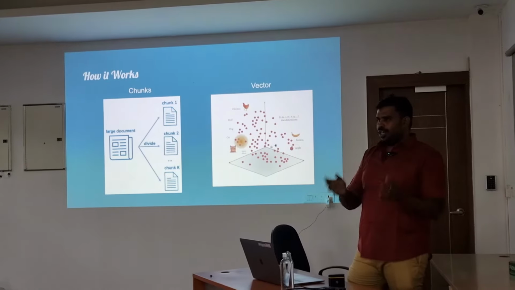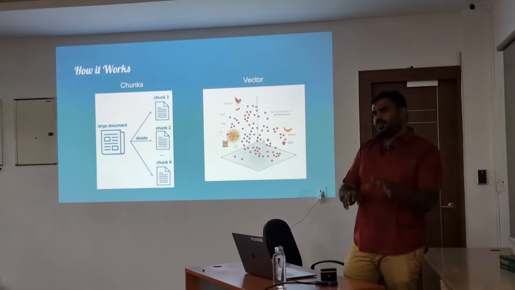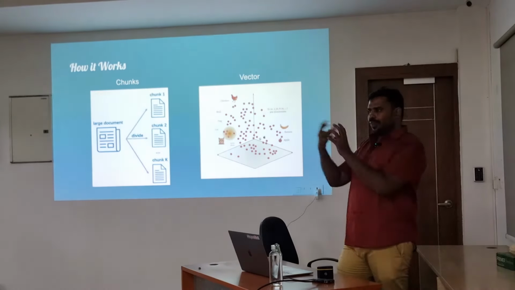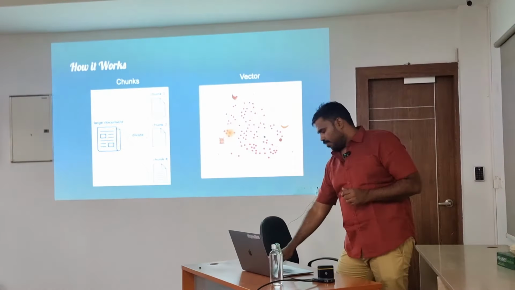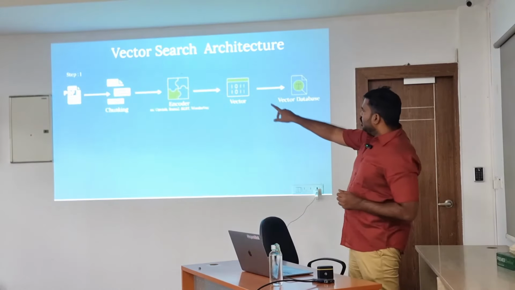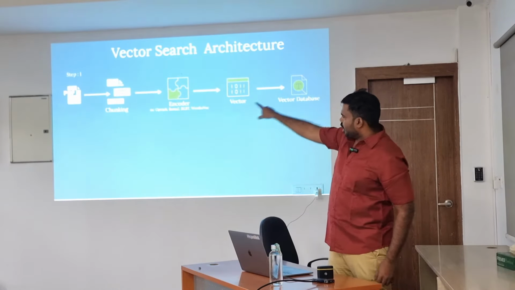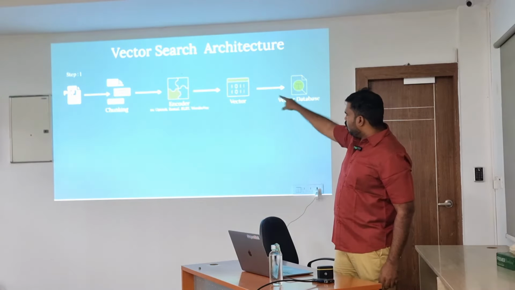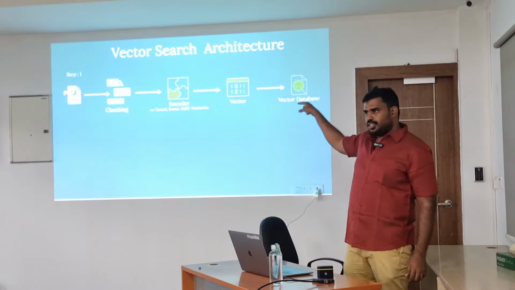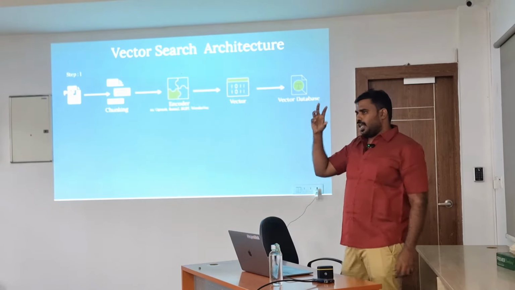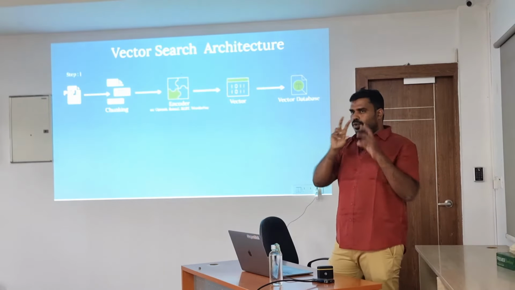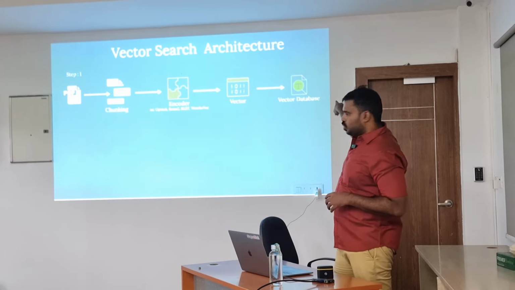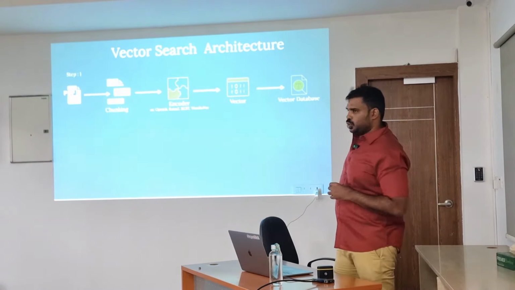Whenever I have a query, for example, what is my leave policy, this query will also be converted into a vector and searched here. I will show another diagram. Step one, the PDF is chunked into multiple small pieces. Then the chunks go into an encoder. This encoder is an LLM model which converts words into vectors, and these vectors are stored in a vector database. This is process 1.